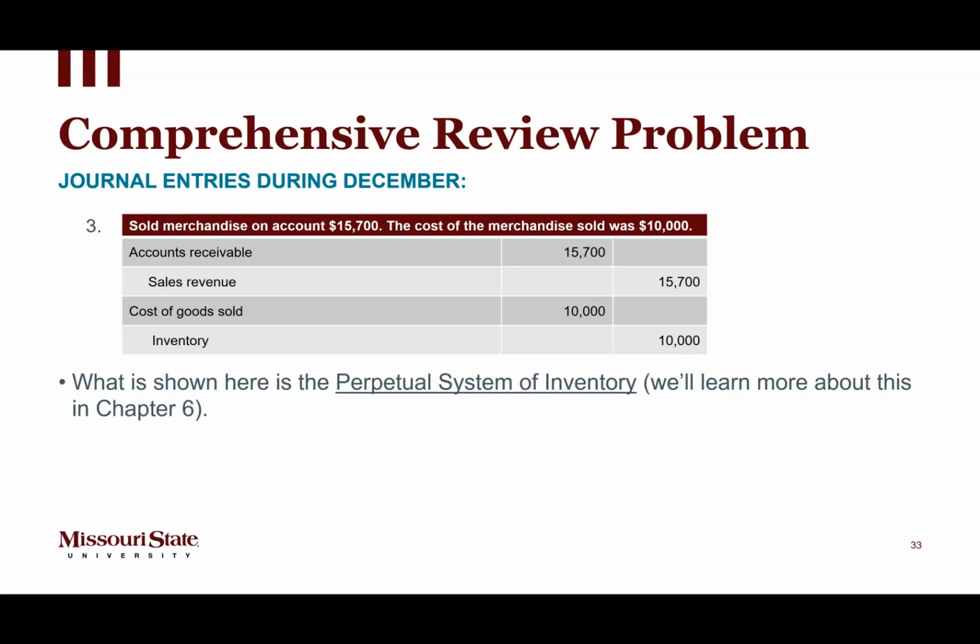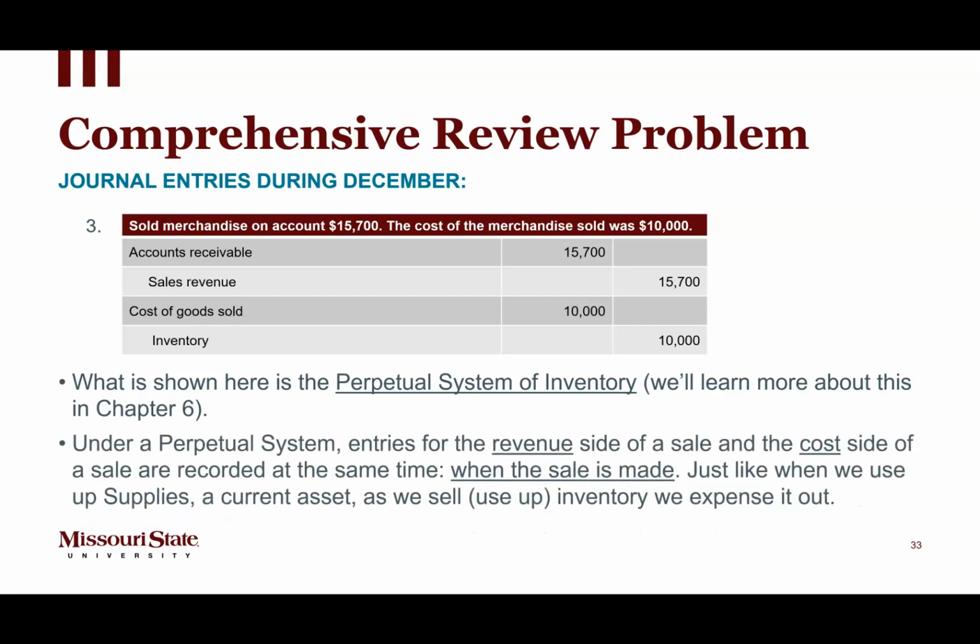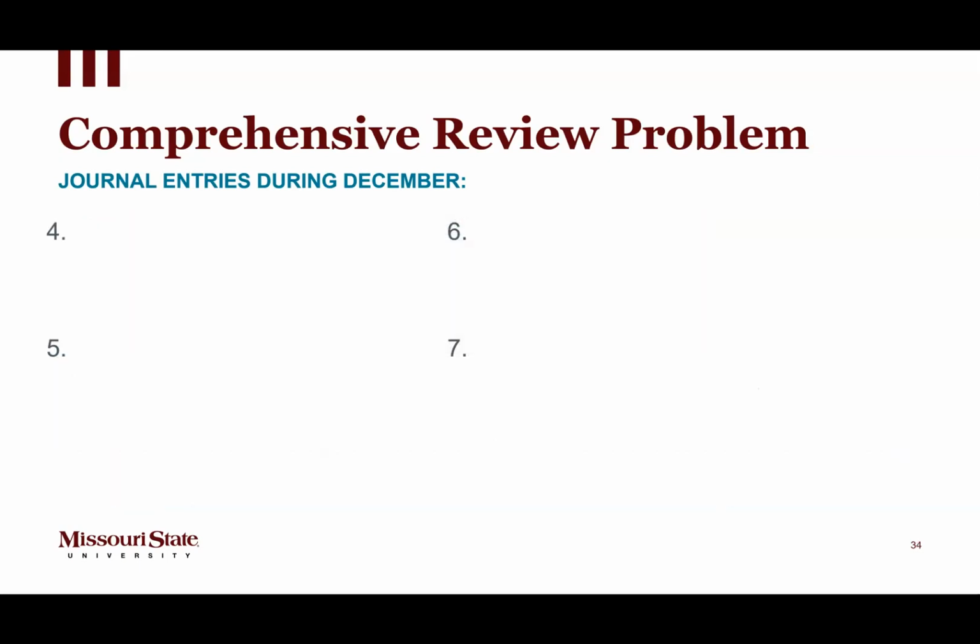Again, this is the perpetual system of inventory. We'll talk about that in chapter 6. Because it's perpetual, the revenue and the cost side of the sale are recorded at the same time when we make the sale. Just like when we use up supplies, we will use up inventories as we expense it out. We are perpetually tracking what is in our inventory. We're not counting it periodically, right? We're not counting it at the end of the month saying, oh, we must have sold this. We're actually just tracking that each time we sell it. This will be in chapter 6.